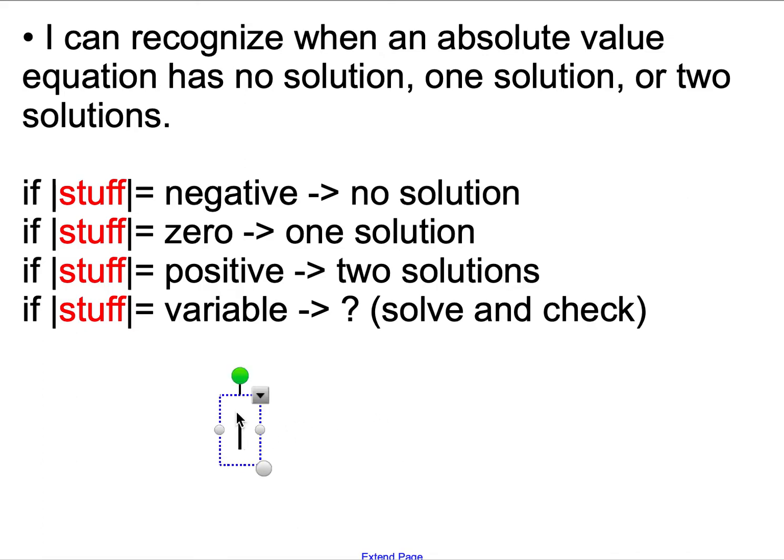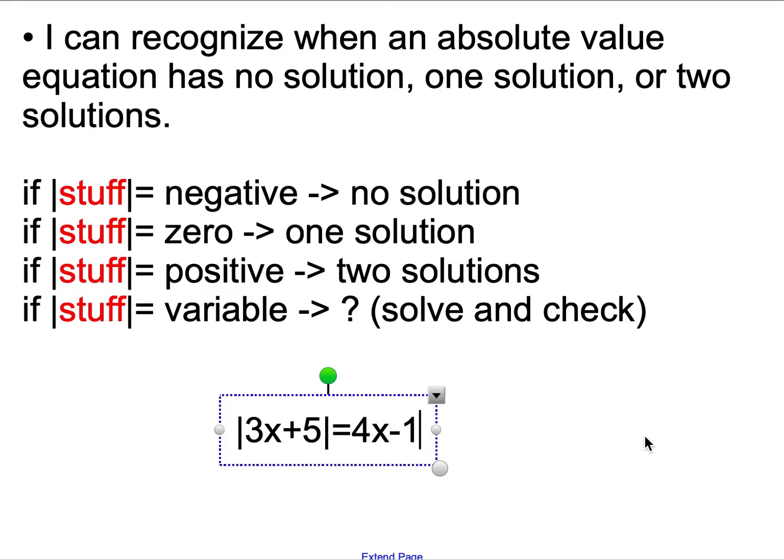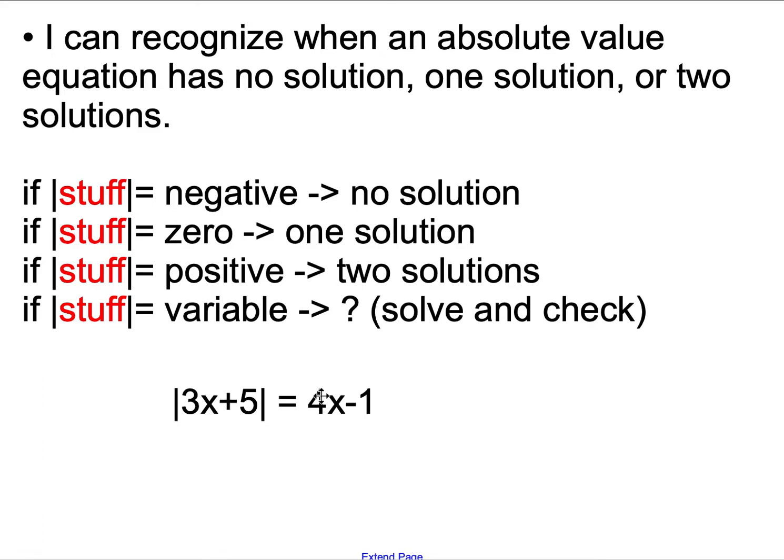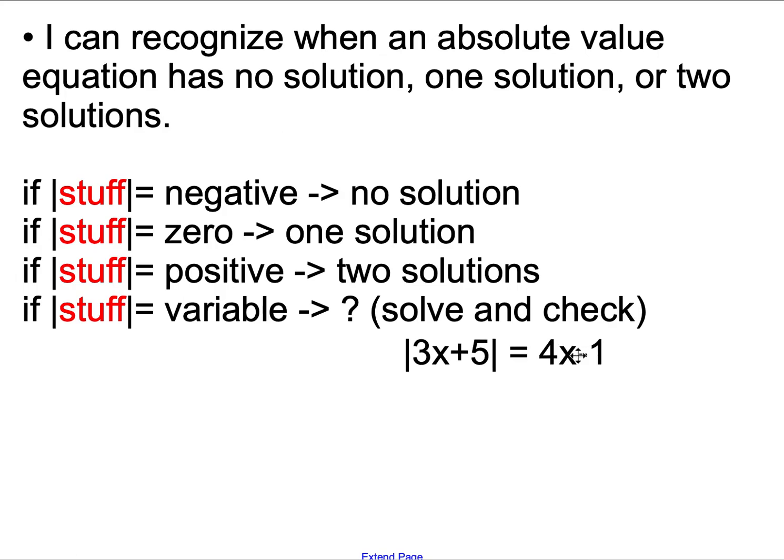The one with a variable in it might be something like the absolute value of 3x plus 5 equals 4x minus 1. If you have one like this, you are just going to have to solve and check the solutions to figure it out. Because 4x minus 1 could be negative, it could be positive, it could be 0. And it's going to change for different values of x. So in a situation like this, you just have to solve and then check to find out.